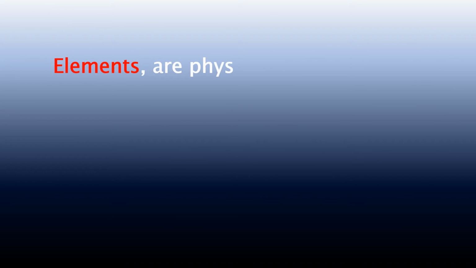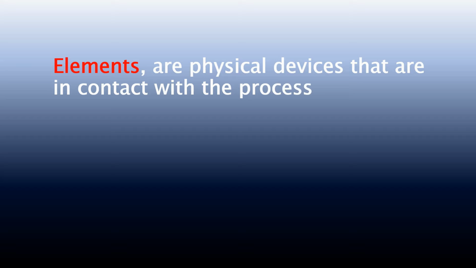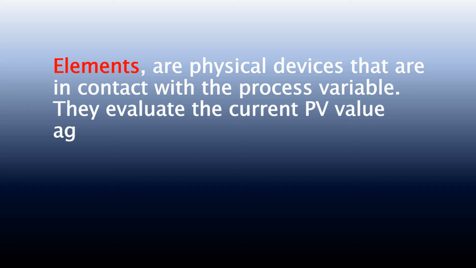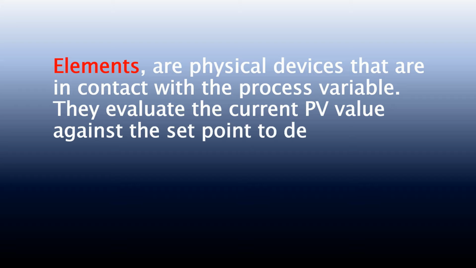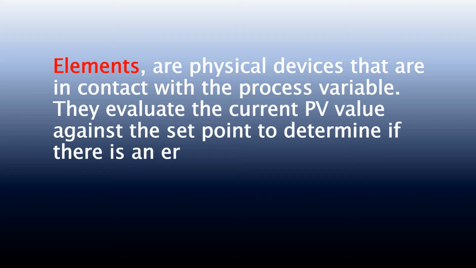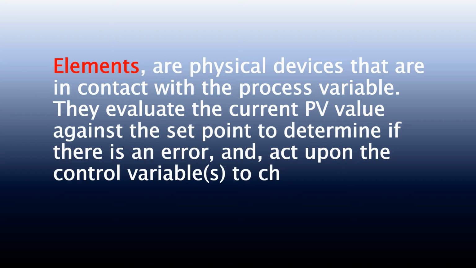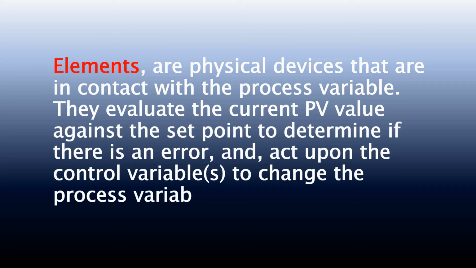So what's actually physically doing the work? Well, those are elements. Elements are the physical devices that are in contact with the process variable. They evaluate the current process variable value against the set point to determine if there's an error and act upon the control variables to change the process variable.